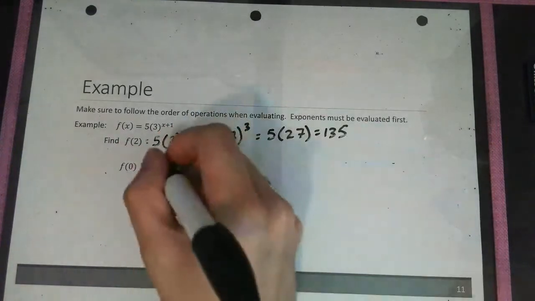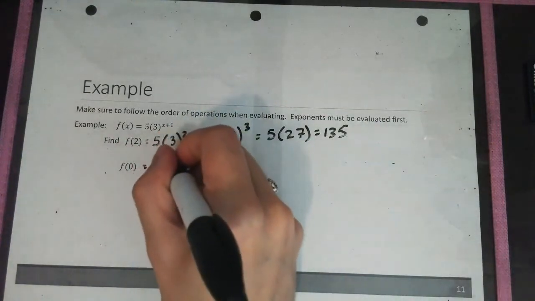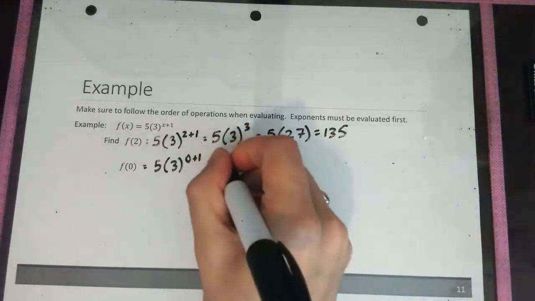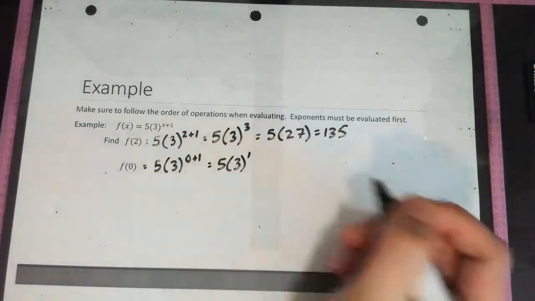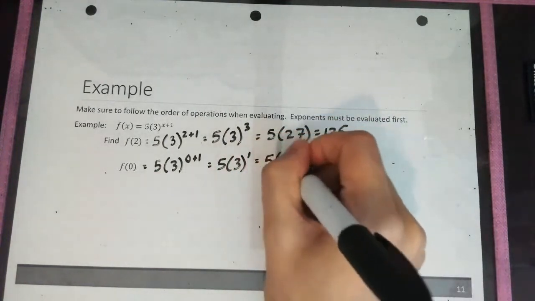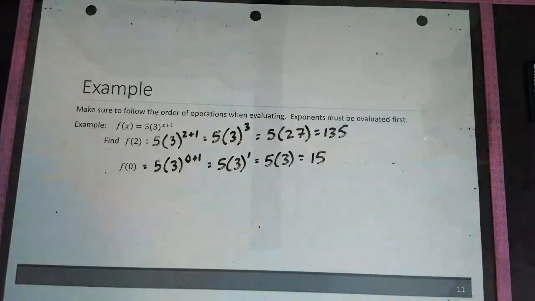Next up, we're looking at f of 0, which will give us 5 times 3 raised to the 0 plus 1, which is 5 times 3 to the first. The 3 to the first power is just 3. So we're getting 5 times 3, which is 15. Being able to evaluate these functions is going to be huge because it's going to help us when we are graphing them. So make sure you're understanding where these values are coming from.